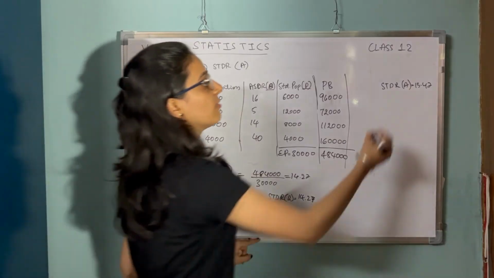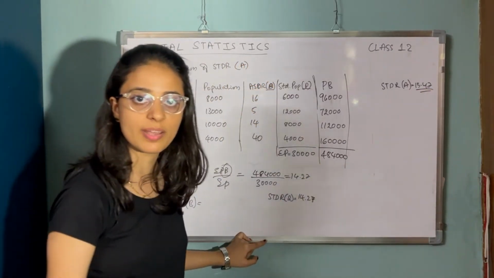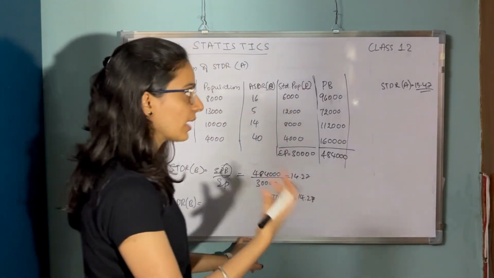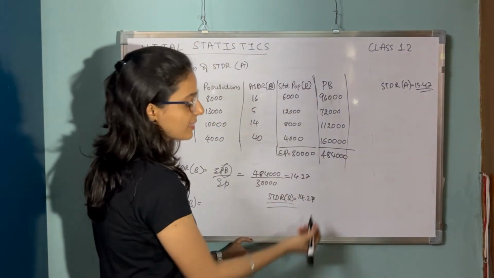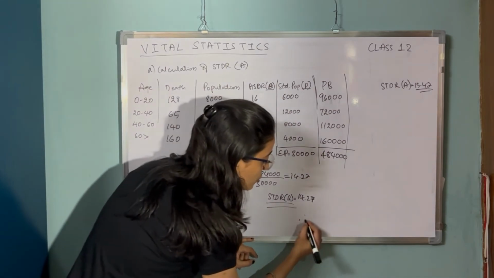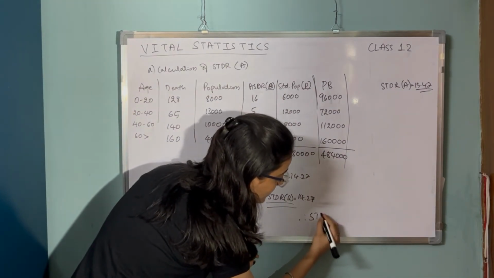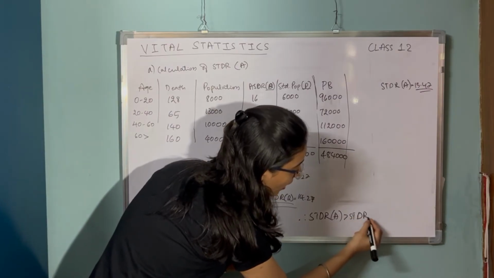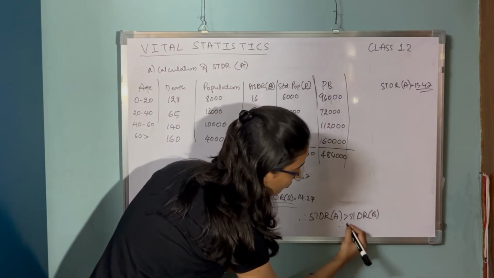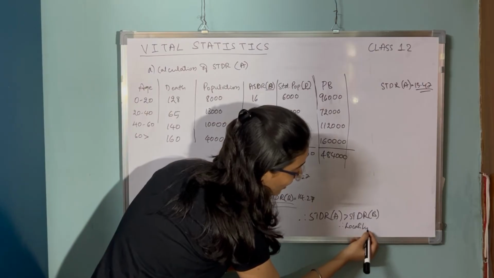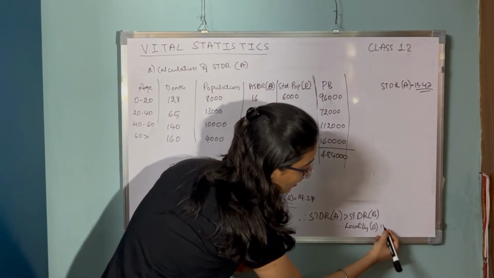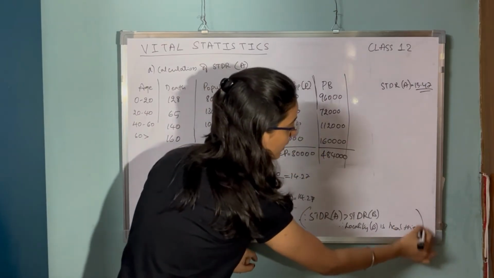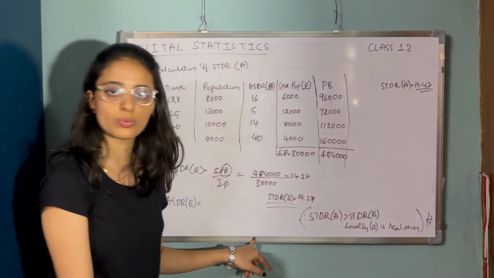What was the STDR of town A? 15.47, which means deaths are more in town A or locality A, whereas deaths are very less in town B. So the conclusion is STDR of town A is more than STDR of town B. Therefore, locality B or town B or whatever it is, is healthier. So this is very important. You give the conclusion, which carries at least 1 mark.